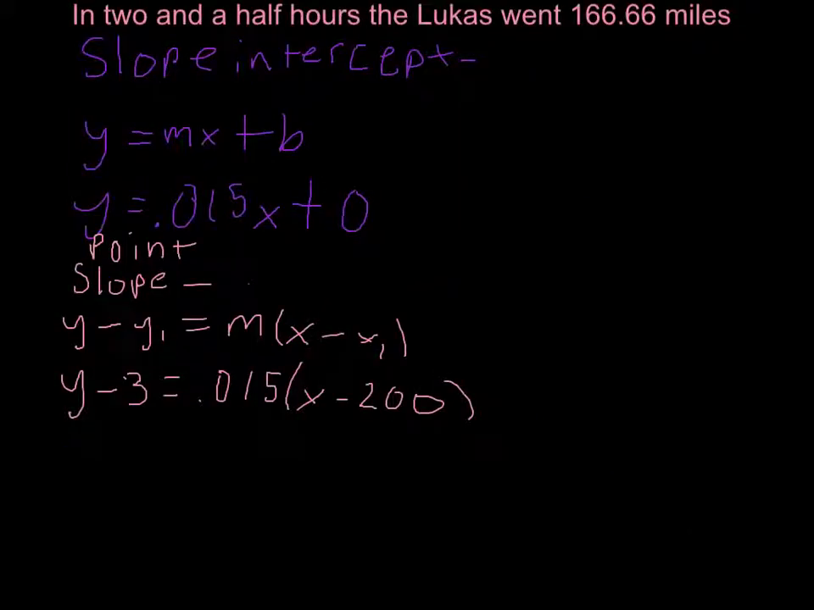So here we have the answer written out, which is in 2.5 hours, Lucas went 166.6 miles, which is repeating here. Here we have the equation for slope-intercept form, and we have the equation for point-slope form. And keep in mind that for these parts, you can use any coordinate you already know. I just used that one because it was the easiest.